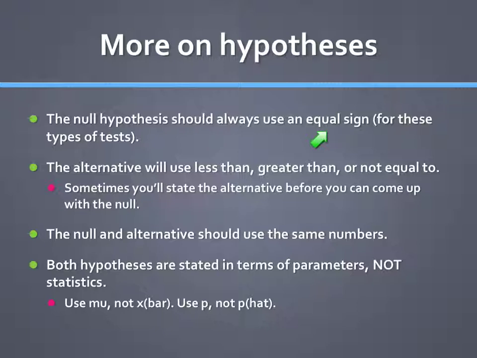This will make a little more sense when we look at some examples, and I hope that you've already read the chapter so that you've seen a little bit of what these hypotheses will look like. Another important piece is that both hypotheses are stated in terms of parameters, not statistics. So we're going to be using mu or p, not x bar and not p hat ever in our hypotheses. We want to be testing a claim about an entire population based on our sample data, but the sample data is not going to be used in the hypothesis statements.